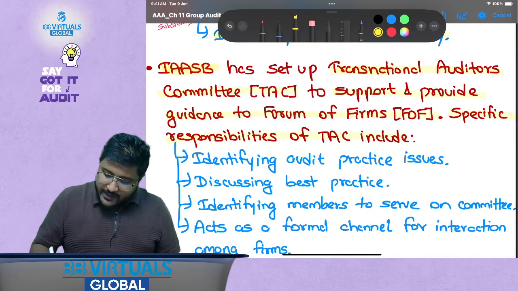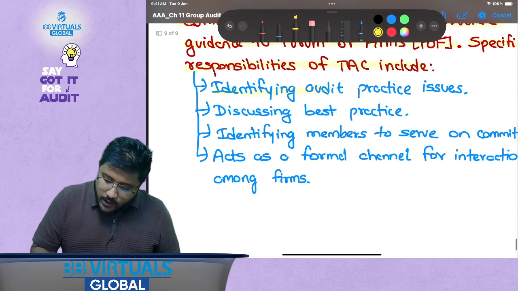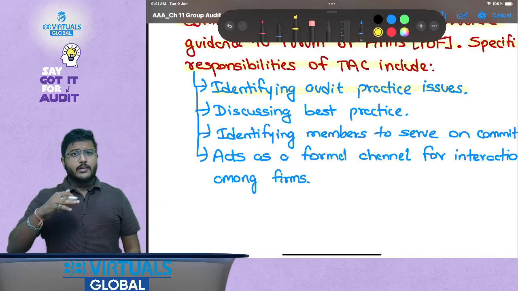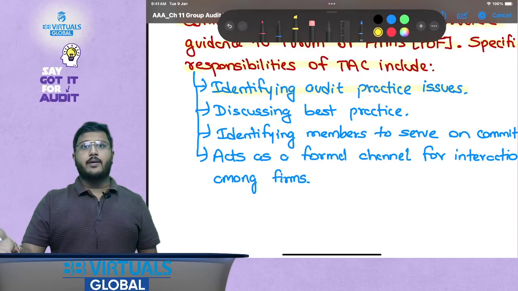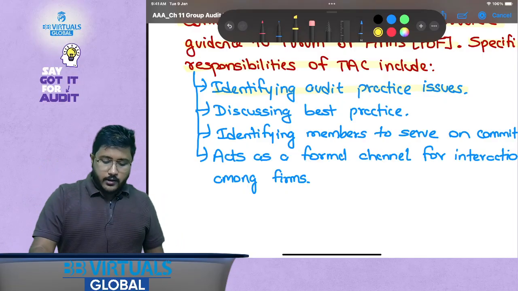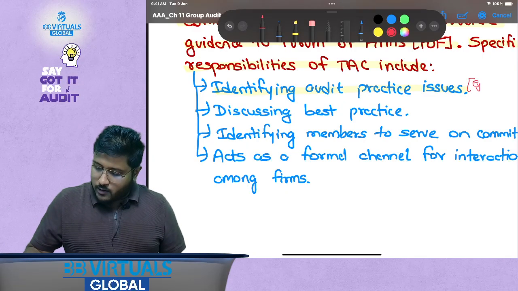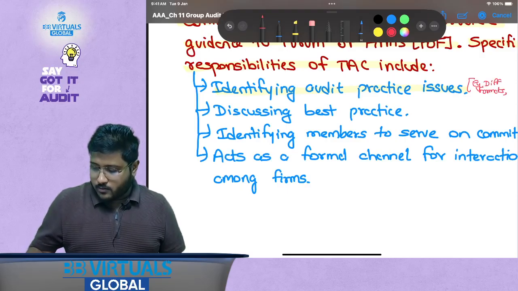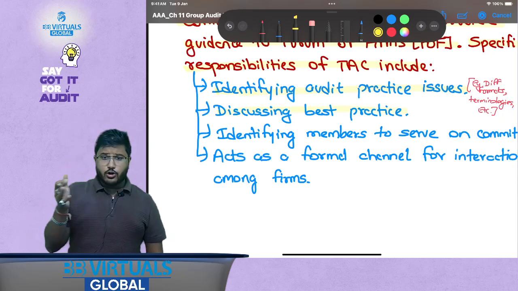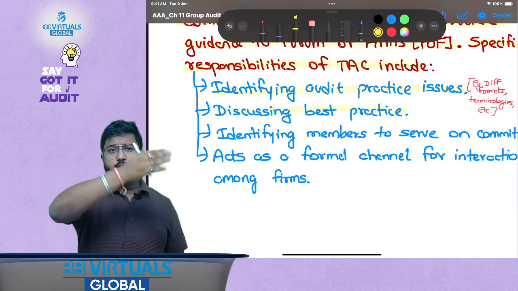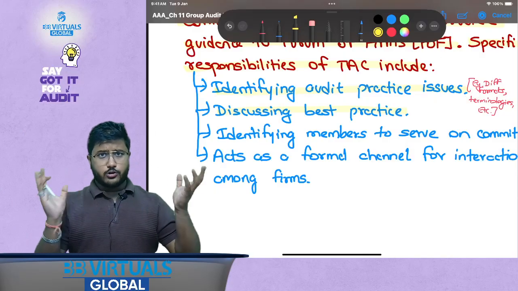Specific responsibilities of TAC include what? Identifying audit practice issues, that is, what are the issues that are being identified while the audit report is being relied upon by a different country. Maybe there might be different formats, different terminologies, etc., right? Then discussing best practice, that is, maybe using common terminologies, like we have seen a shift from the use of fixed assets to property, plant and equipment for global recognition.